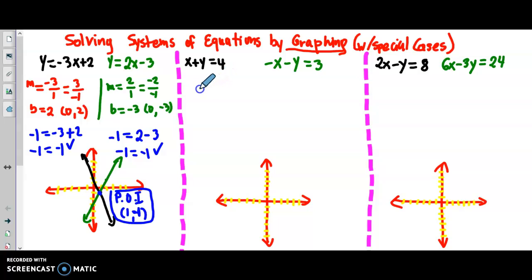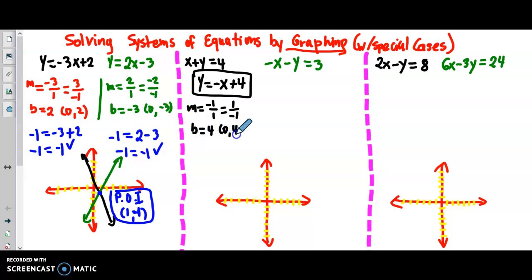In the second example, the equations are not solved for y, so I need to do that first. If I take the first one and solve it for y, I need to take this x over. Switching sides means switching the sign. And there we have it. I'm going to put this in a box. The m of this would be the number in front of the x, which is -1, or I can put it as 1 over negative 1, and the b would be 4, which means (0, 4).